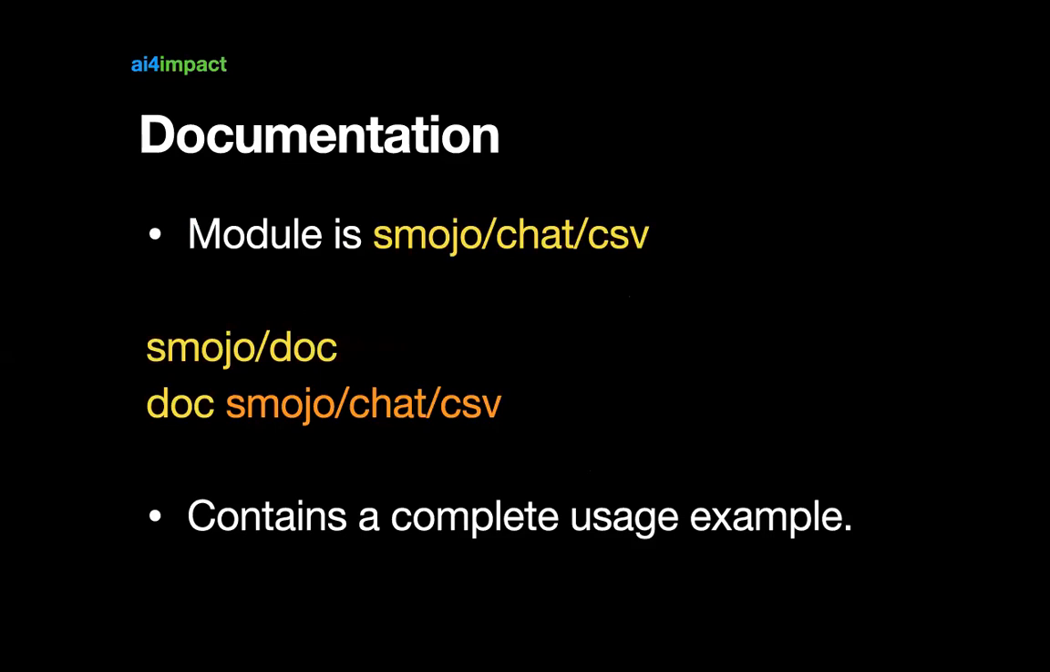The documentation again is under smojo/chat/CSV. There's an example there of how you can use this, but I think I will need to show you how we can use it effectively, what it's used for, etc.